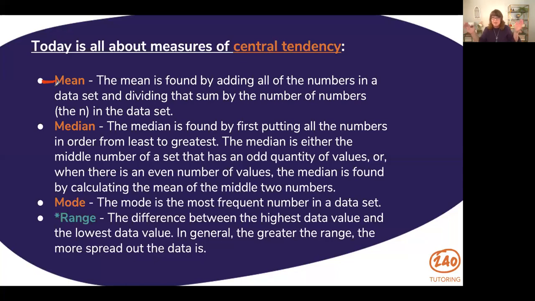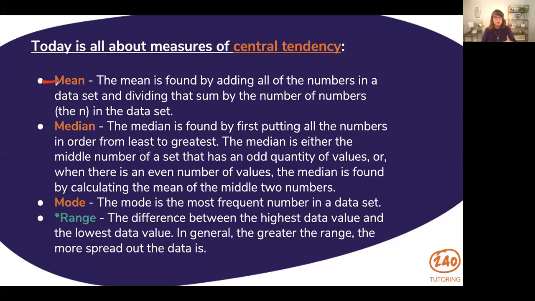If it's an even set of numbers, let's say there are six numbers, there's not going to be a number right in the middle. If that's the case, you just find the average of the two in the middle. And I'll show you a mental math trick to make that go a little bit faster. Then mode is the most frequent number that occurs in the data set. Super easy to find. Just look at the one that occurs the most often. Sometimes it's easier to look at that list from least to greatest, and then it's real easy to see which one occurs most often.